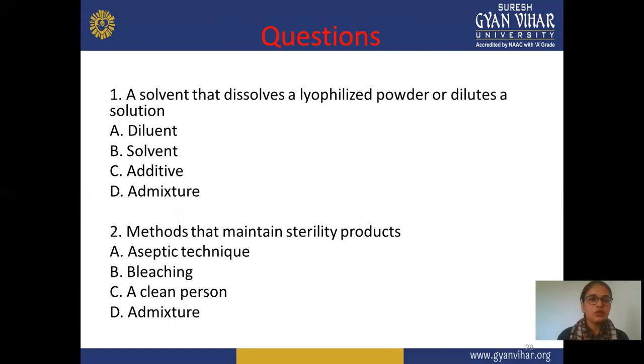In the first question: a solvent that dissolves lyophilized powder or dilutes a solution. Option A is diluent, B is solvent, C is additive, D is admixture. We already discussed these. Out of these four options, you can select the correct one. Second: a method that maintains the sterility of a product. A is aseptic technique, B is bleaching, C is clean person, and D is admixture. We already discussed this topic also.